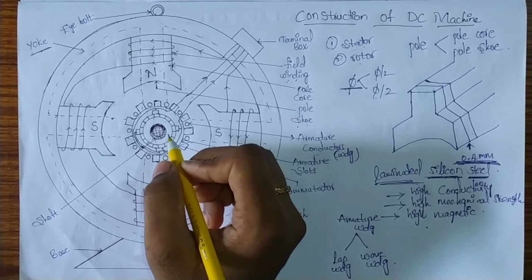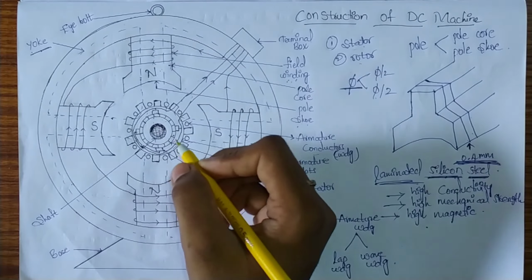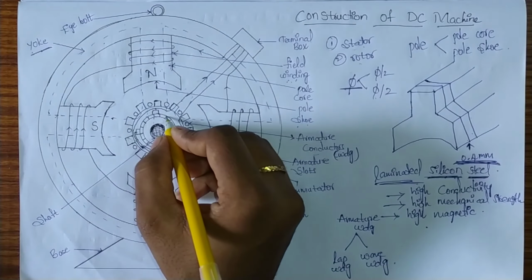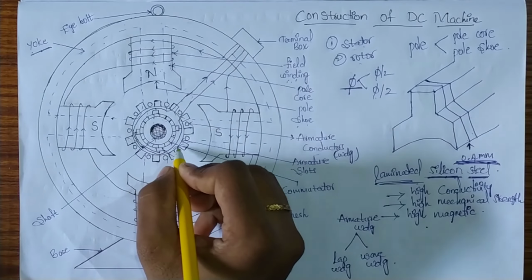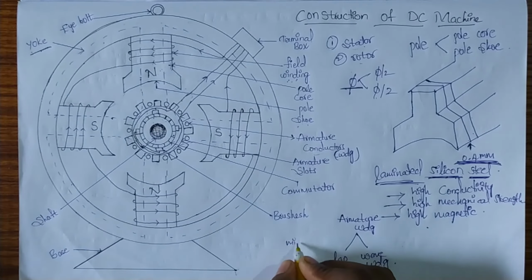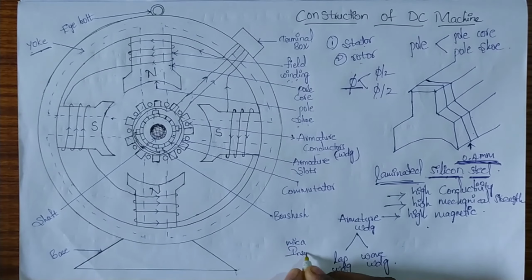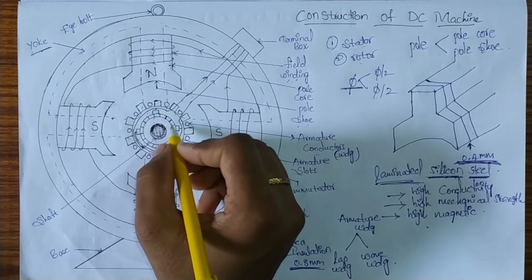And next, coming to the commutator. The commutator is made up of hard drawn copper and consists of a number of segments. These are the segments you can observe here. These segments are insulated from each other by a mica insulation with a thickness of 0.8 mm.